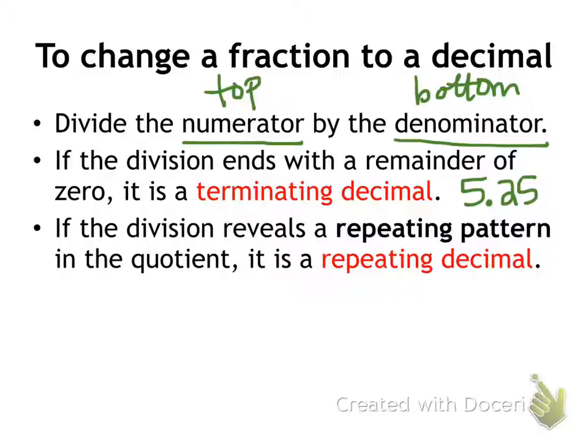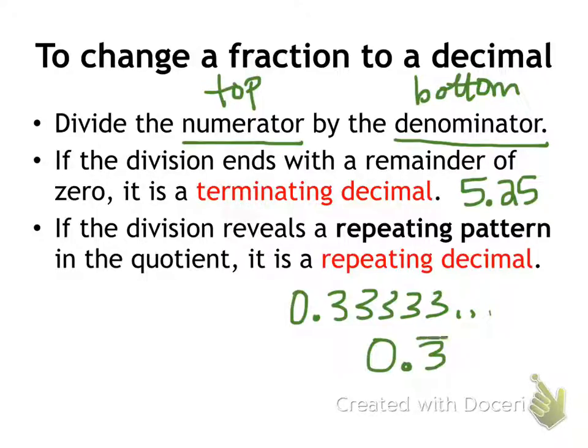The other option is a repeating decimal. If the division reveals a repeating pattern, then it's called a repeating decimal. This is something like 0.33333 on your calculator when it fills the whole thing up. We would write that as 0.3 with a bar above the 3 to show that it is repeating. So you need to know there are two different types, terminating and repeating, and you need to know what they look like.